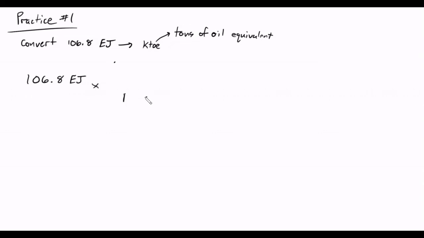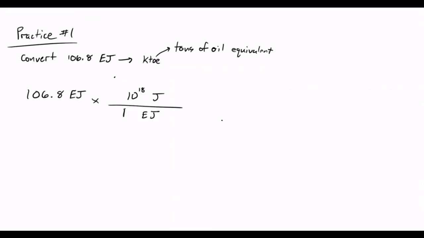So we have exajoules on the top. We'll multiply it by the number 1, but the number 1 in a very fancy way. Specifically, 1 exajoule is the same as 10 to the 18th joules. Those are equivalent statements, right? Therefore, this ratio is 1, so we've just multiplied this by 1. But it allows us to say exajoules cancels, and we're left with joules. So we've converted this number into joules.